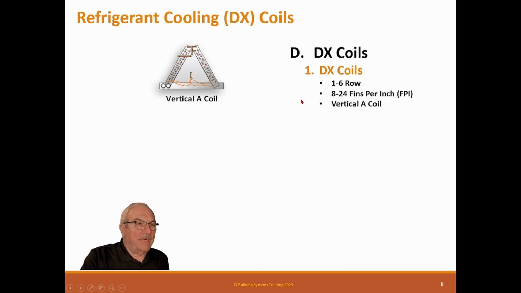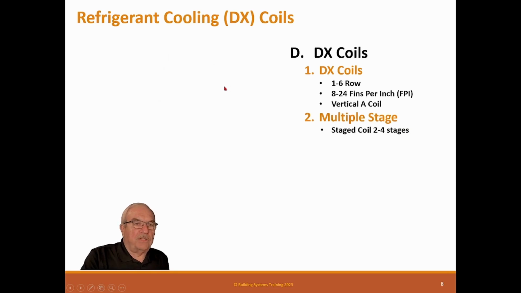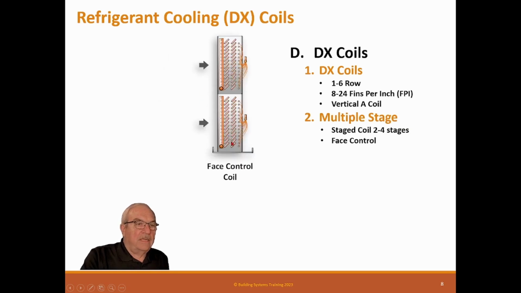You can get a vertical A coil. This is like a residential unit, and this has a coil up like this. And the only thing that makes this kind of unique is the way it handles the condensate. It's got a little bit of trough bands down here to catch the condensate that goes down the coil. Multiple stages. You can have a single stage coil. So you can have phase control.